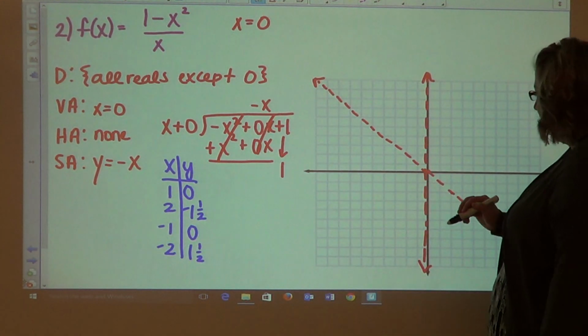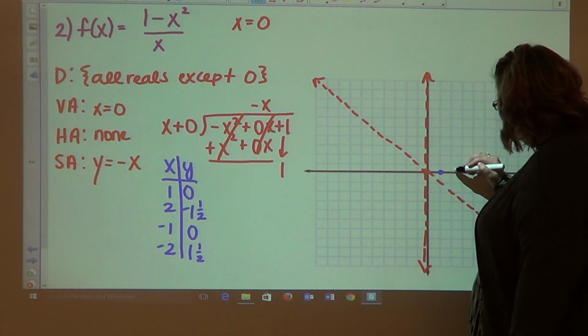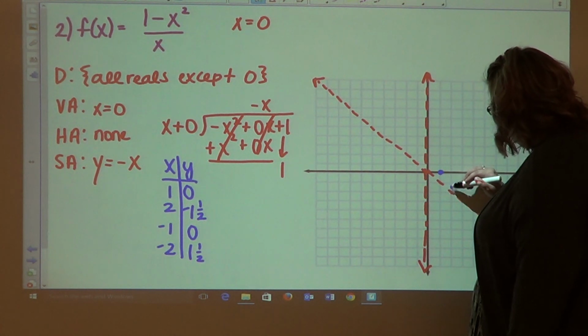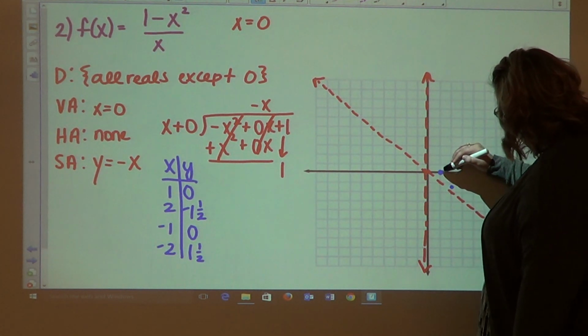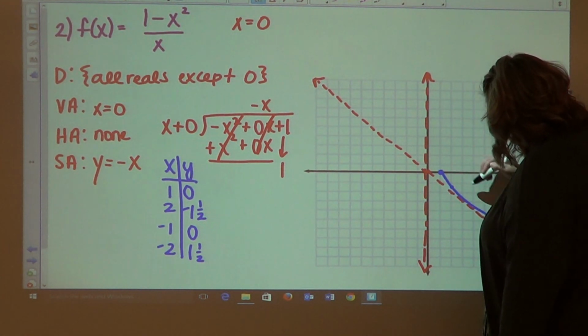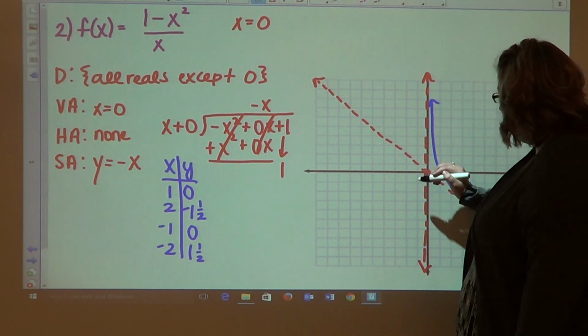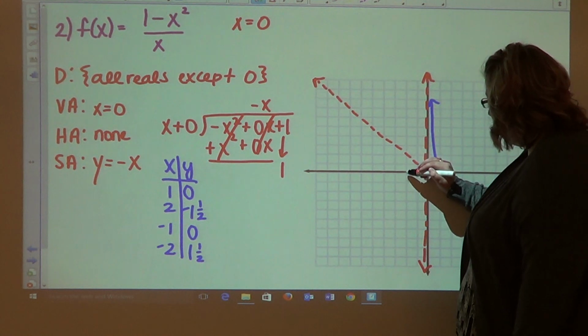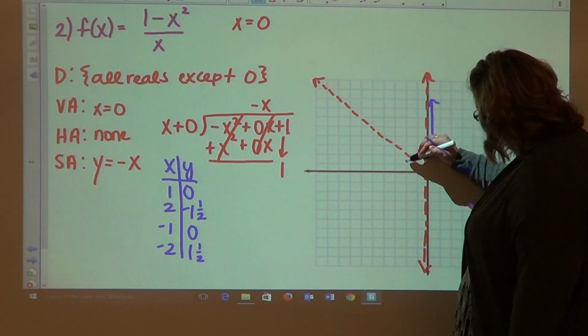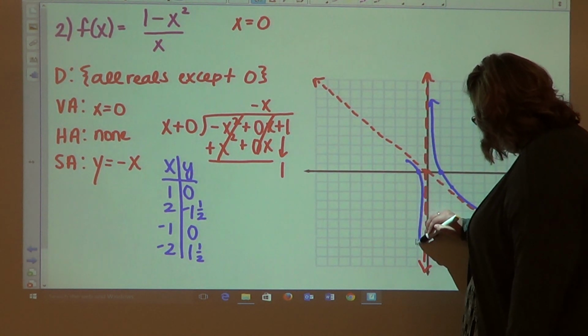So I have 1, 0, 2, -1.5, so we're getting close to that line. So these are going to curve close to these dashed lines. And on the other side, -1, 0, -2, 1.5. So these are curving close to those.